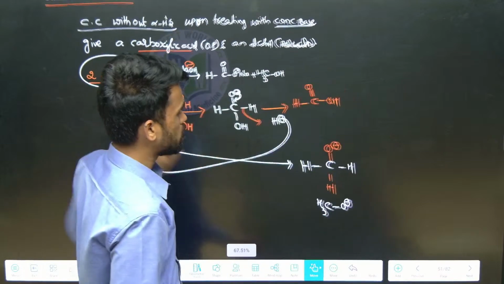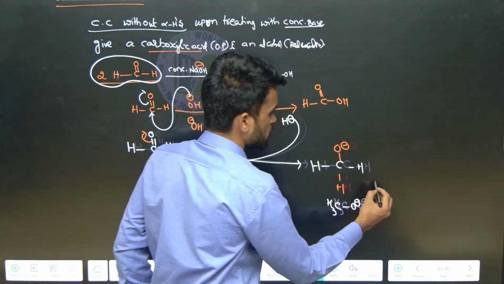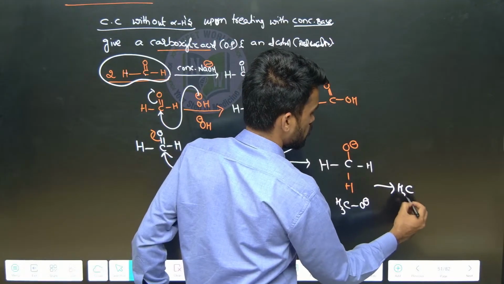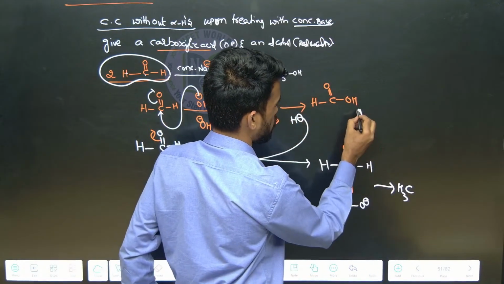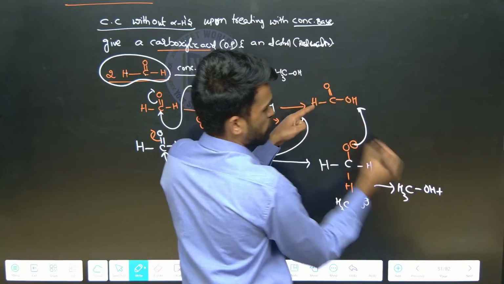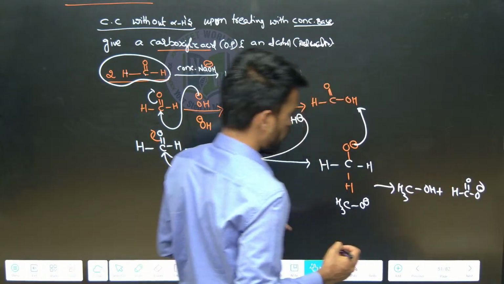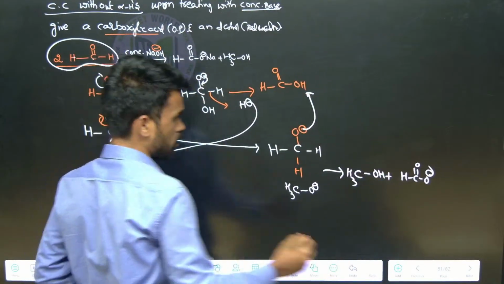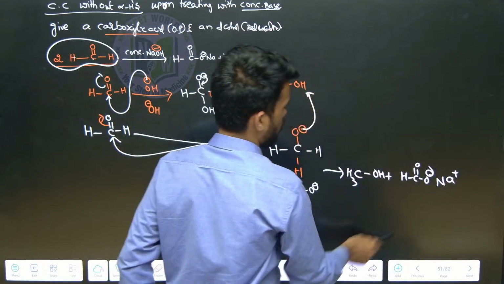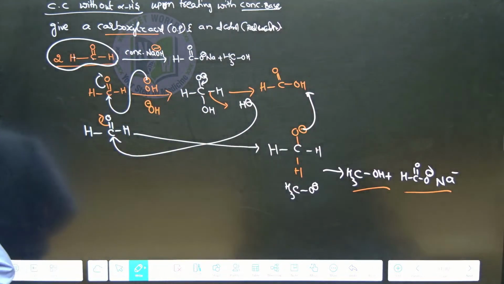This methoxide ion will abstract this acidic proton and give us methanol, plus a formate ion, formate O minus, and with the sodium ion, sodium formate, that's it. Like this, we get a carboxylate ion and an alcohol. So this is how you need to write the mechanism.